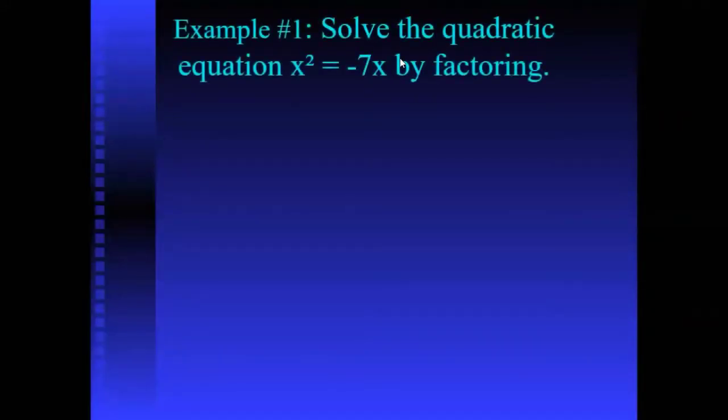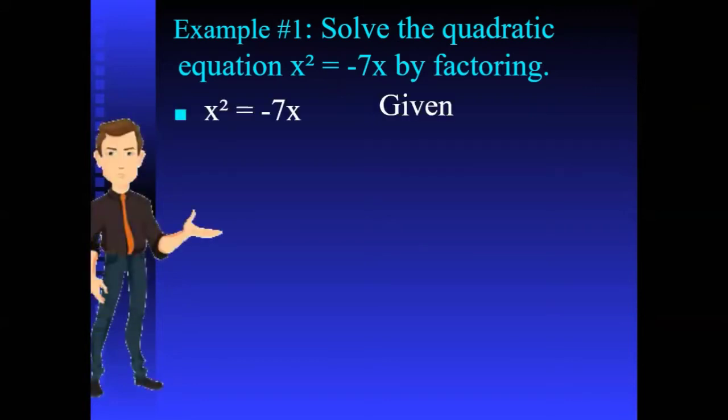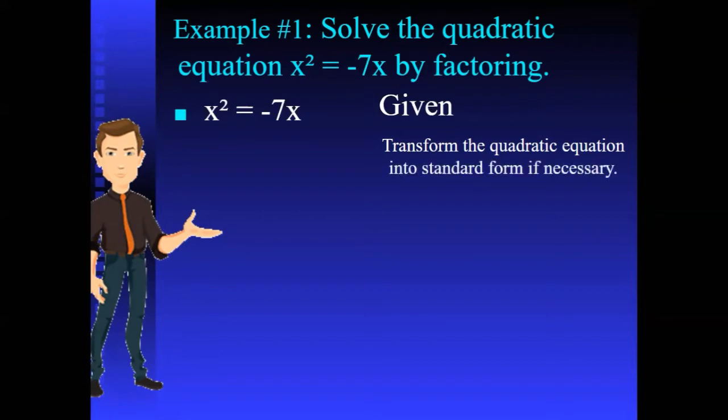So our example number 1, solve the quadratic equation x squared is equal to negative 7x by factoring. So our given is x squared is equal to negative 7x. Our first step is transform the quadratic equation into a standard form if necessary. Because our given is not the standard form, we need to transform. So it becomes x squared plus 7x equals 0.